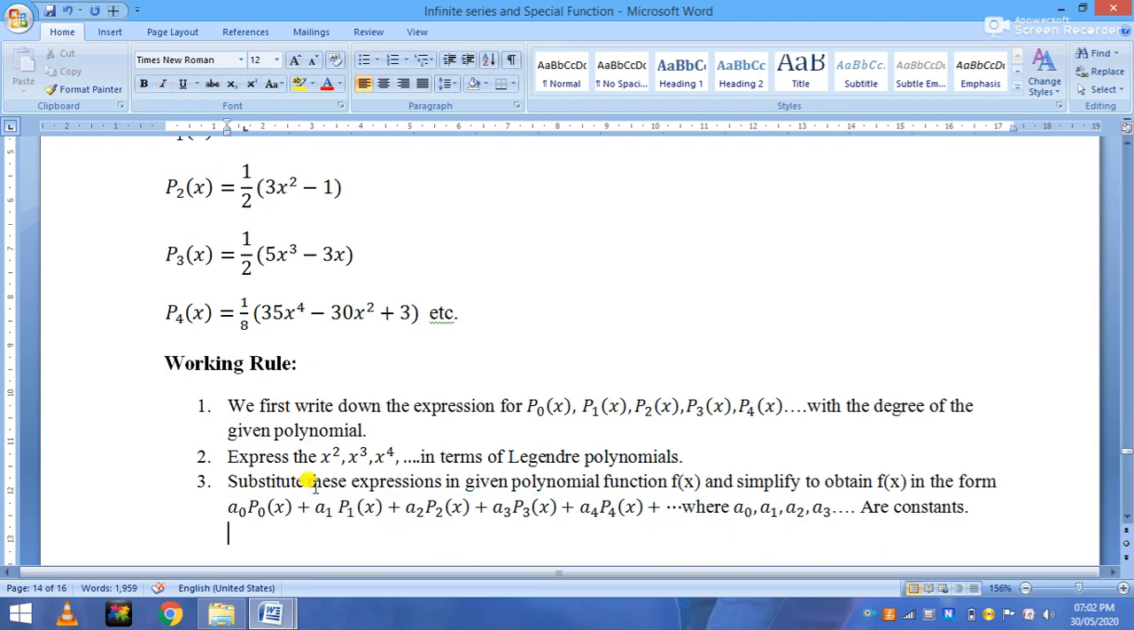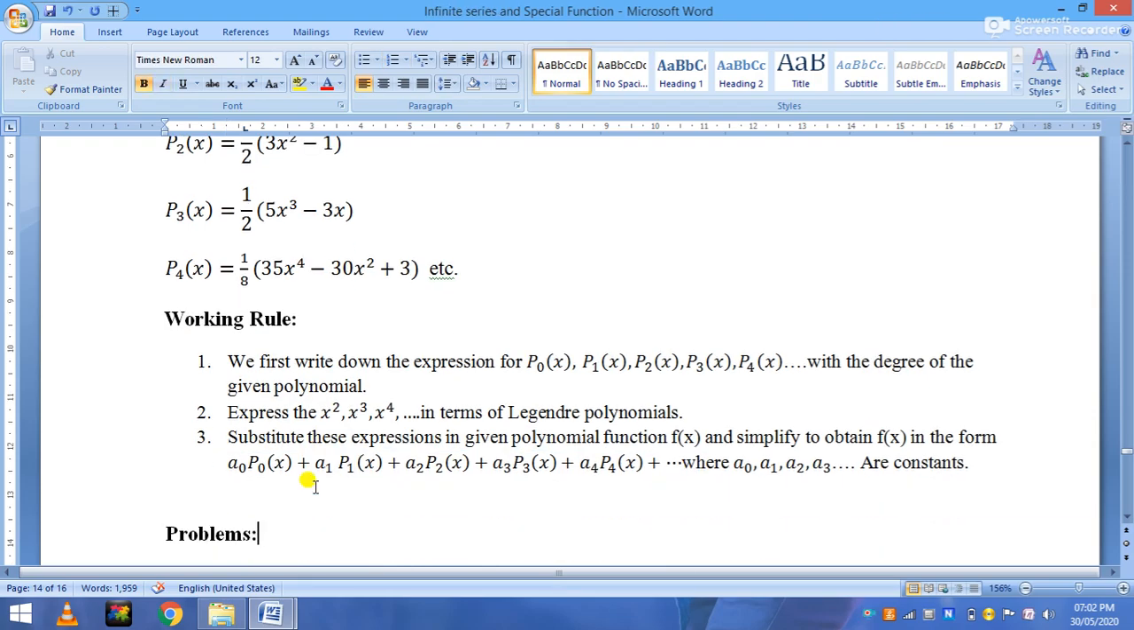So let us know the working rule, how to solve the example. We first write down the expressions for p0 of x, p1 of x, p2 of x, p3 of x, p4 of x according to the degree of the given polynomial. If it is third order, we write up to p3. If it is fourth order, we write up to p4. If it is second order, we write p2. Then express x square, x cube, x raised to 4 in terms of Legendre polynomials. First we write this p0, p1, p2, p3, then we express that in terms of x square, x cube, x4.